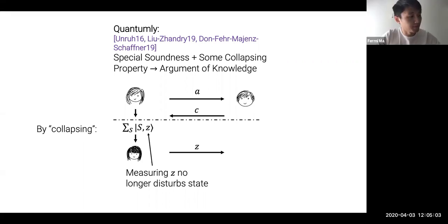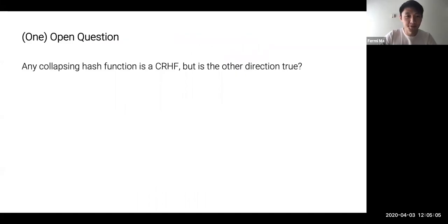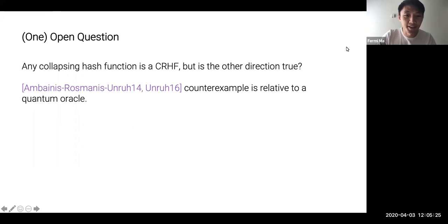Okay, so it's been an hour, so let me just conclude with one open question. We alluded to this a little bit before. We know that any collapsing hash function is collision resistant, but is the other direction true? The immediate answer is, well, of course not, right? We had a separation. But this counterexample is relative to a quantum oracle.